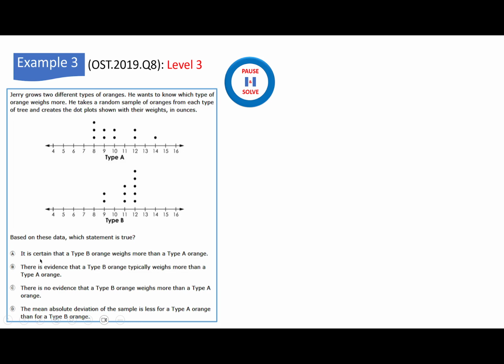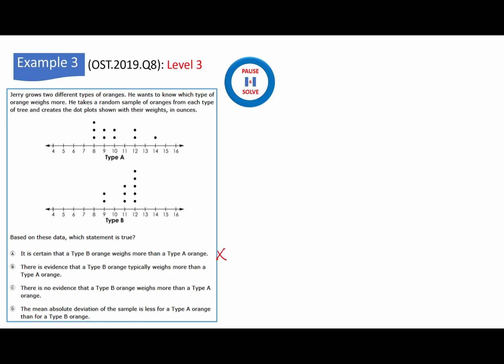First, it is certain, that means 100%, okay, that a type B orange weighs more than a type A orange. Is this certain? No, because there's a 14 here, okay? There's a 14 here, so that's not true. It's not certain, it's not 100%, okay?